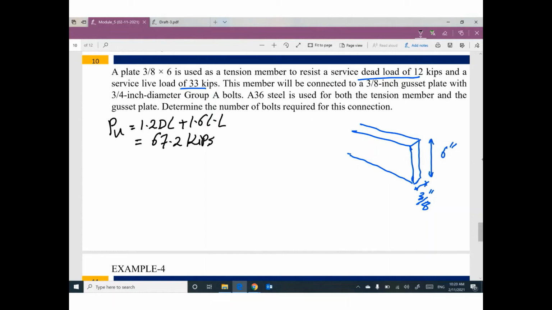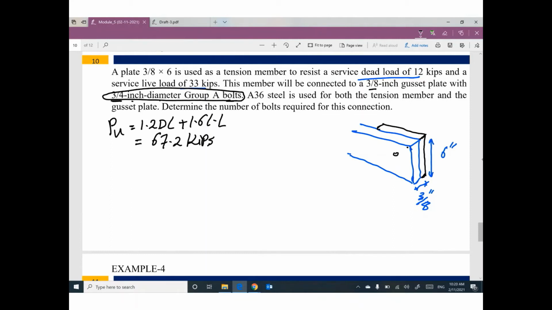This member will be connected to a gusset plate, 3/8 inch. We have here, probably this side will be better, the gusset plate. So the two plates will be connected together with 3/4 inch diameter Group A bolts. This information is very important. Steel A36 is used for the tension member and the gusset. It determines the number of bolts required.